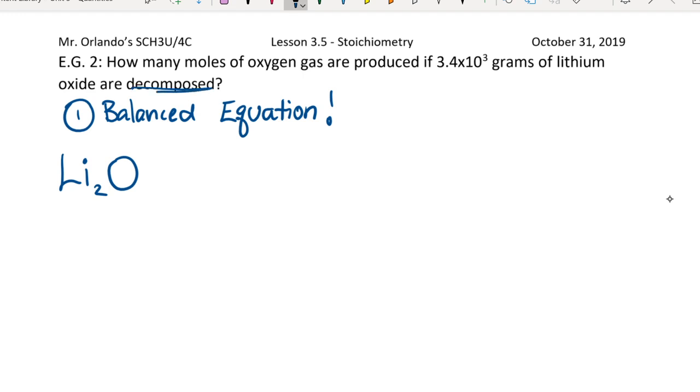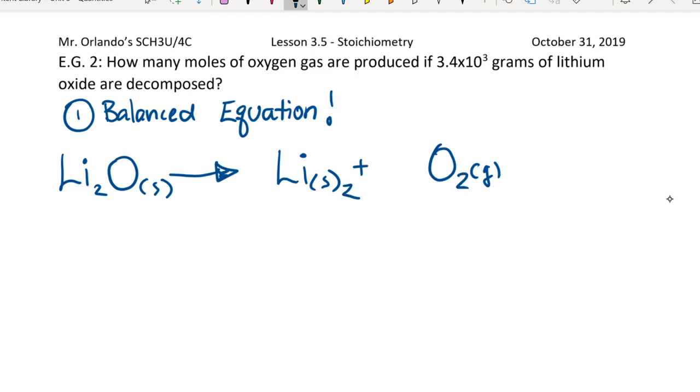And what are we doing with this? We're decomposing it. What's it mean to decompose? That's going to break apart. So when this breaks apart, what am I going to get? The only thing I can get is lithium and oxygen. Okay, it's a gas. And that's a solid. And I'm going to assume this is a solid too. We're good? Oh, and that should be 2 too, right? Oh, the 2 should be inside, right? Like that?